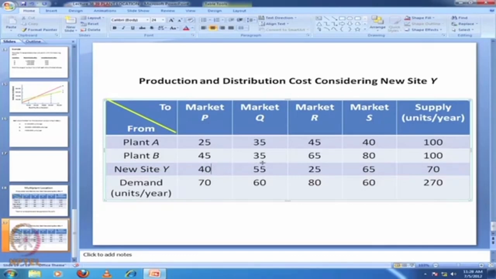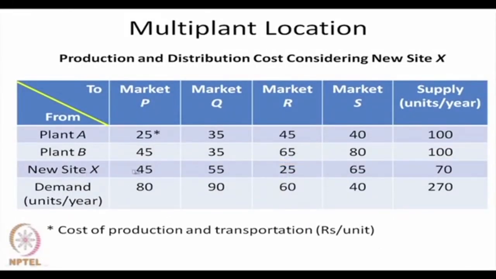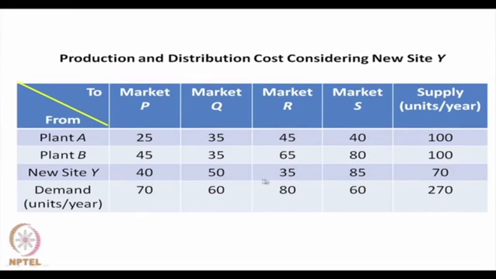It could be 40, 50, 35 and 85. Now, you see from the new site X to market P it is 45, 55, 25 and 65, whereas now it is 40, 50, 35 and 85, they are different. But the capacity of the new site, it can supply 70, such that the total demand, which is 270, is equal to the total supply, 270.